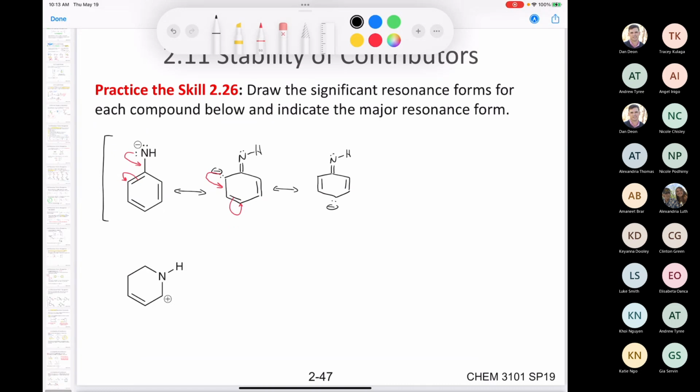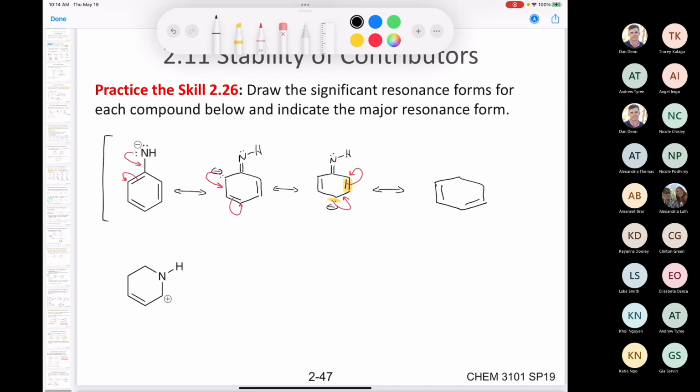Is there another one? There is another one, right? Because we have an allylic lone pair here. We have a lone pair and a double bond here. So we can draw one like this, where we take this pair of electrons, make a new pi bond, and we move this pair of electrons up here. And there we go. We've got another resonance contributor.